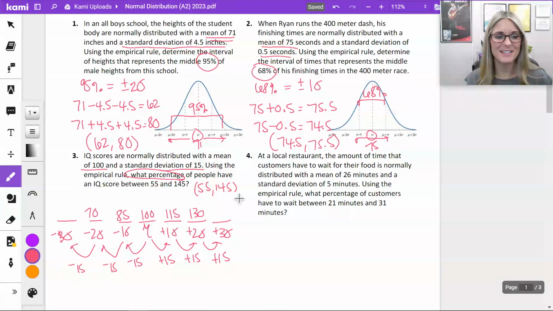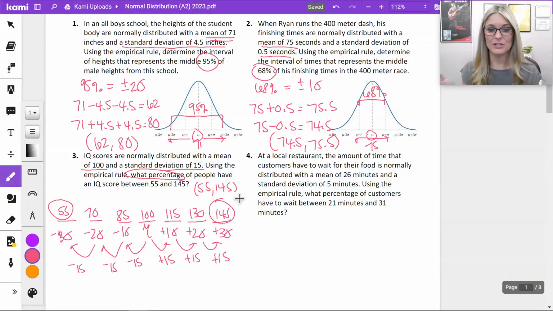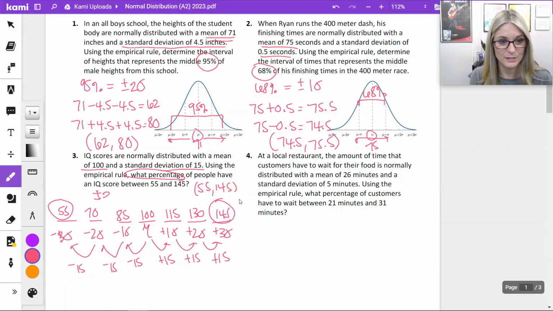So 70 minus the 15 is 55. Good. And then 130 plus 15 is 145. Perfect. So we finally found those values, just adding or subtracting standard deviations away. We are 3 standard deviations away on each side. So this is going to be 99.7%. We did plus or minus 3 standard deviations, 99.7%.